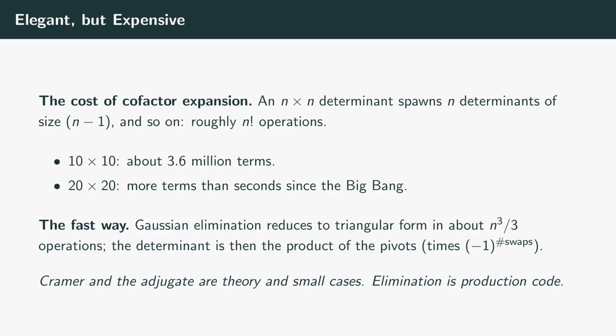That is hopeless. Cramer's rule and the adjugate inherit the same curse because they call for many determinants. The fast way is elimination. Reducing a matrix to triangular form costs roughly n cubed over 3 operations, utterly manageable, and then the determinant is just the product of the pivots, with the sign for the row swaps you made. So treat Cramer's rule and the adjugate as theory, and as tools for tiny matrices by hand. For real computation, elimination wins every time.